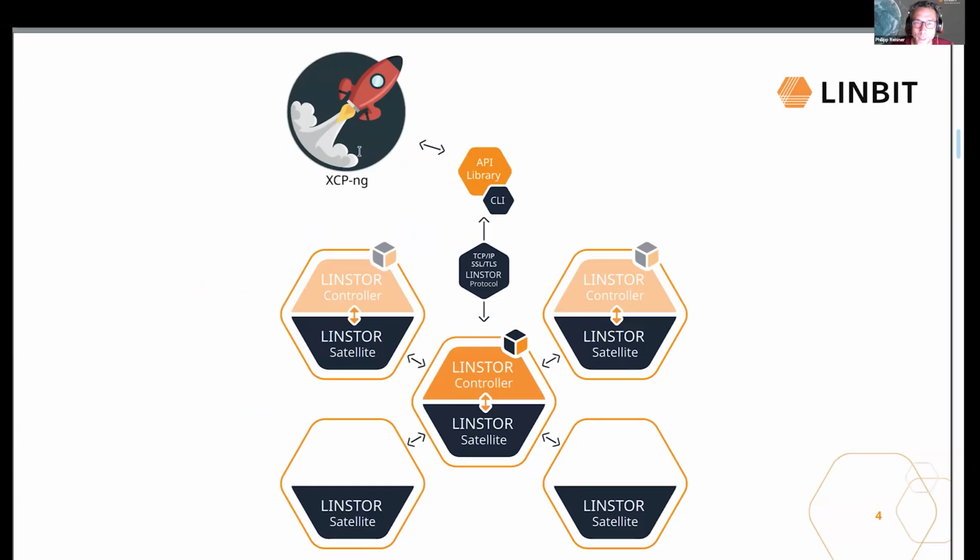So here at the top, we have XCP-ng, and it interacts with the LINSTOR system. There is a REST API, and there's also a CLI, so you can also type commands to see what's going on. And then we have here the LINSTOR controller, and as is illustrated here, the LINSTOR controller can run on different machines. So it is usually configured in an HA setup. This is also the way it's configured in the XCP-ng context.